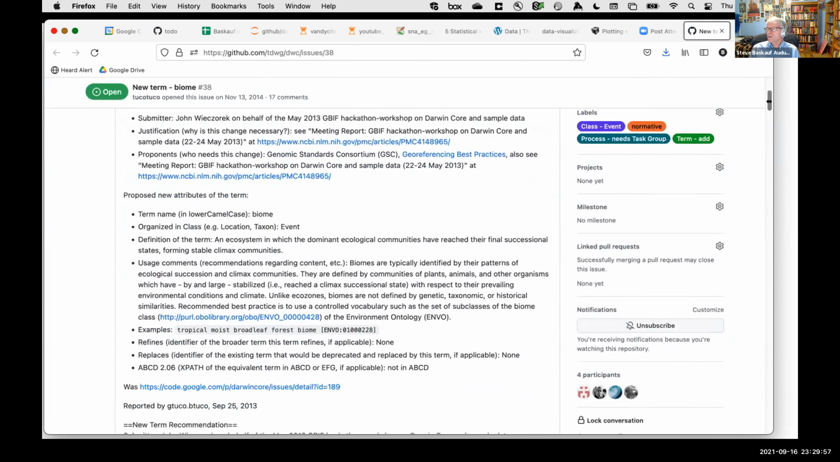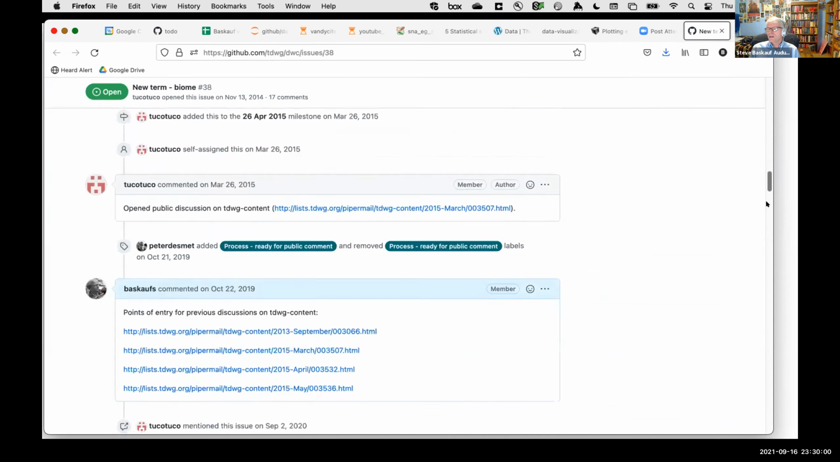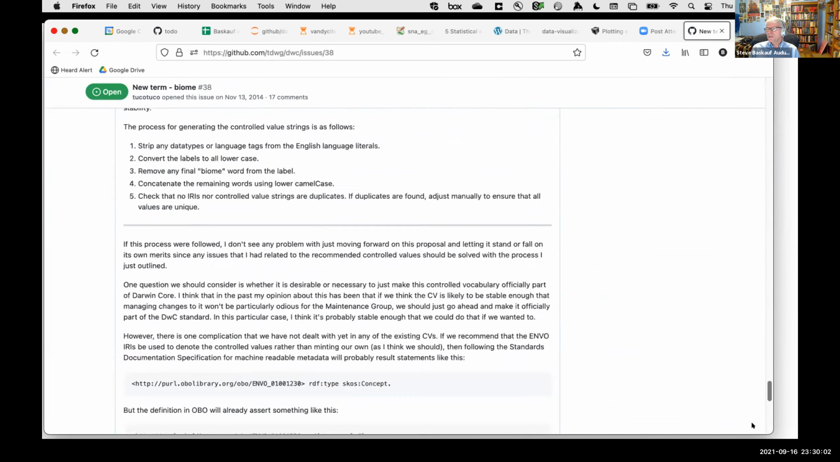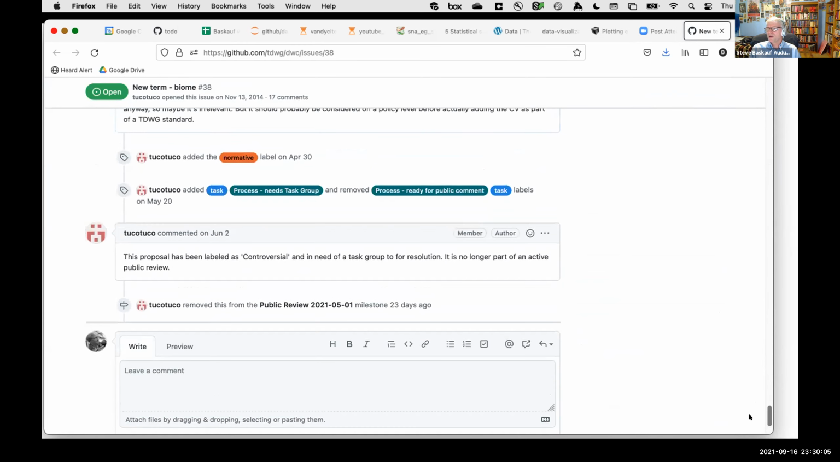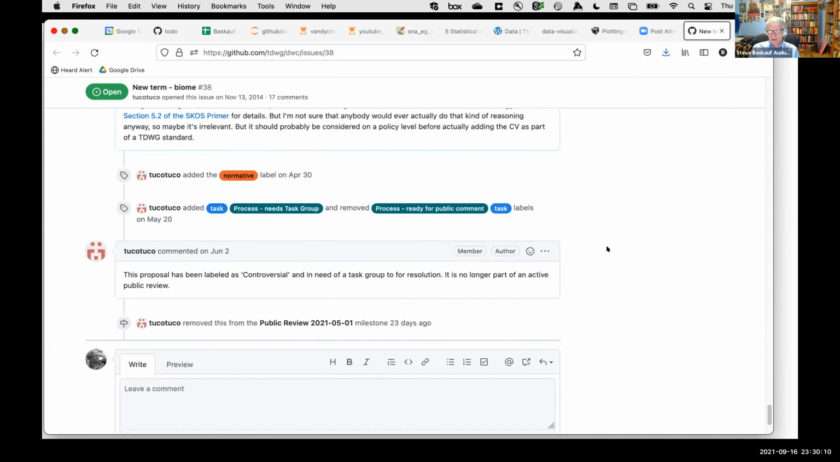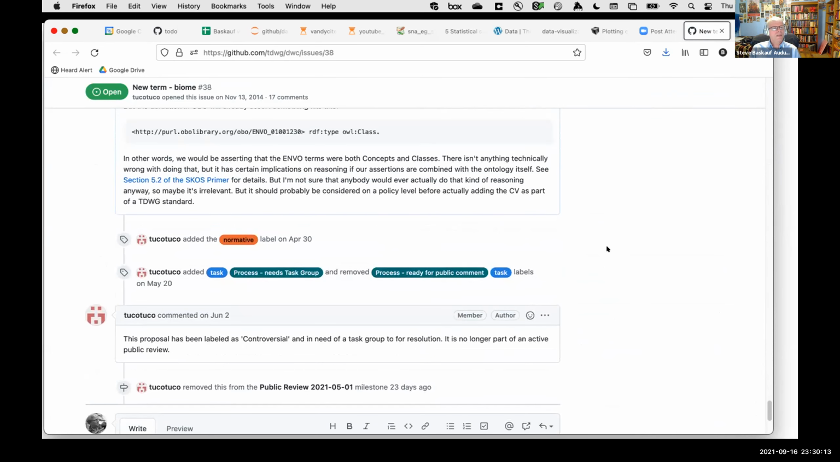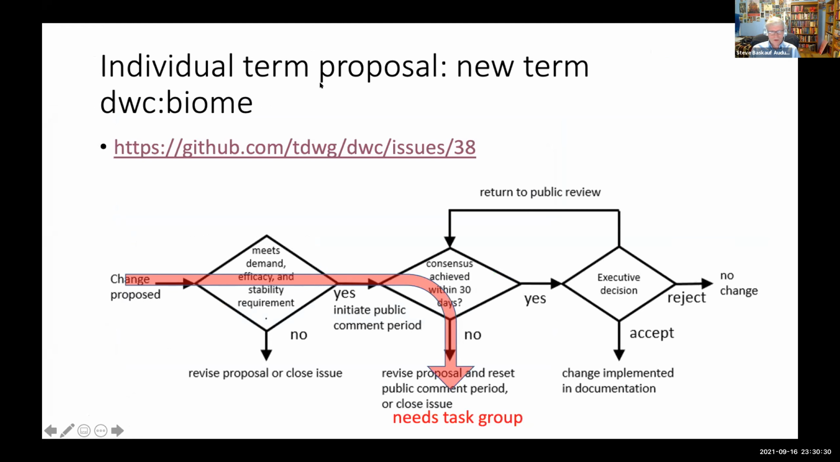If you download the PowerPoint and click on them, you can see the path that was taken. So for biome, you could see there was quite a lot of discussion about it. But the conclusion in the end was that this was just not going to get resolved by this kind of online or GitHub discussion. And so it was recommended that this was a proposal that needed a task group. And so that proposal did not die. It's actually sitting there waiting for someone to take the initiative to create a task group and then try to fix the deficiencies that were noted during the public comment period.